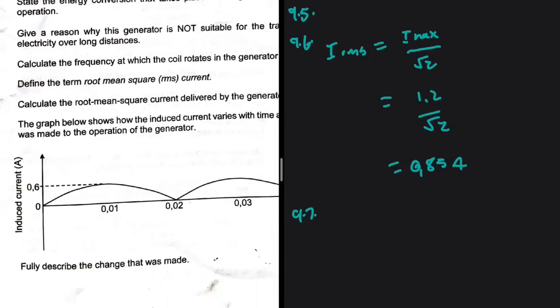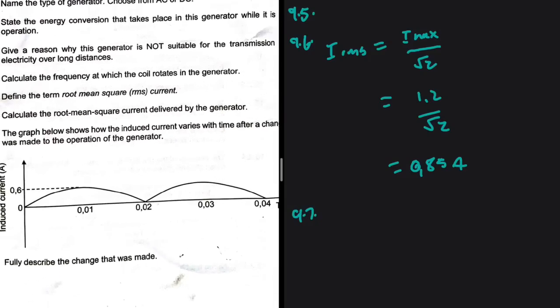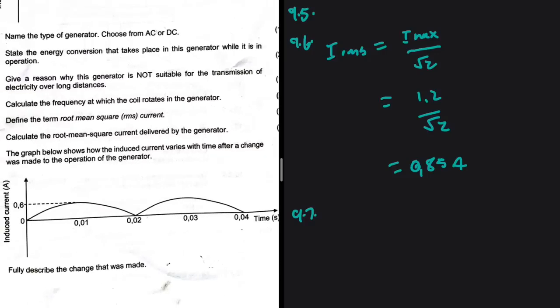9.6. What about 9.7? The graph below shows how the induced current varies with time after a change was made to the operation of the generator.